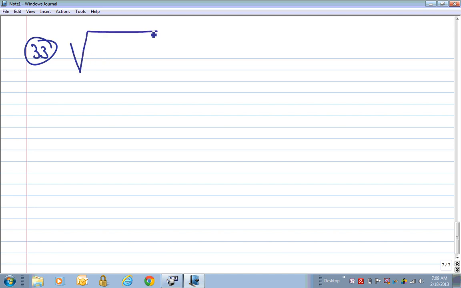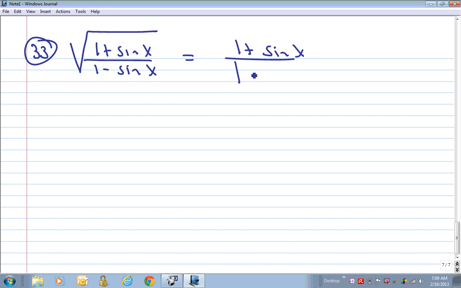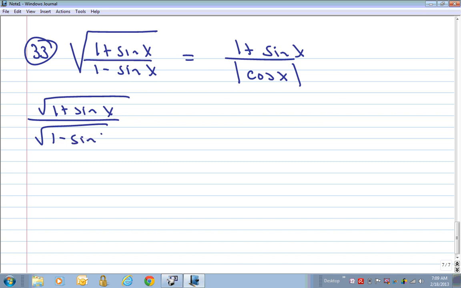All right, we have the square root of 1 plus sine x over 1 minus sine x, I think they use theta, equals 1 plus sine x over the absolute value of cosine x. We'll talk about that property in a minute. The first thing I'm going to do is separate and make both the top and the bottom a square root. So I'm going to make the top 1 plus sine x over the square root of 1 minus sine x.